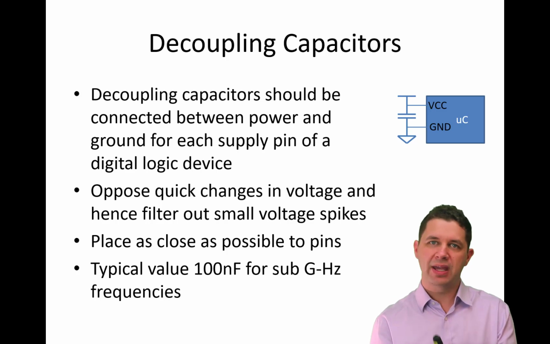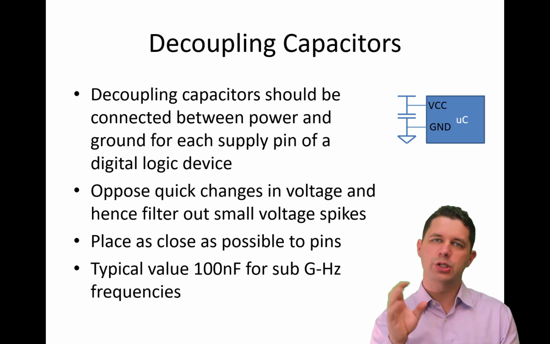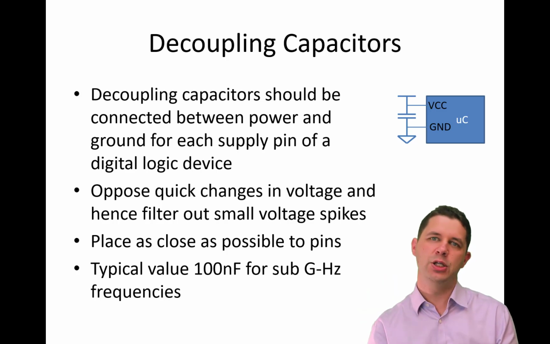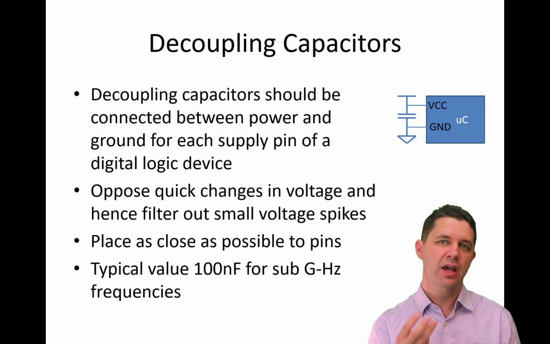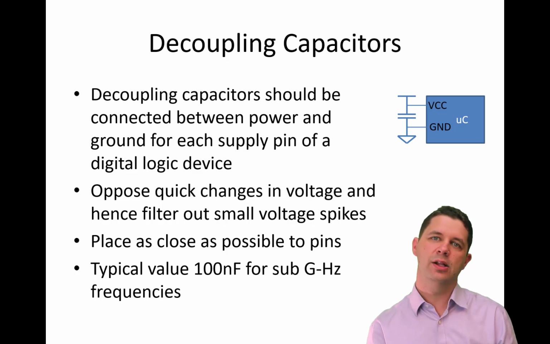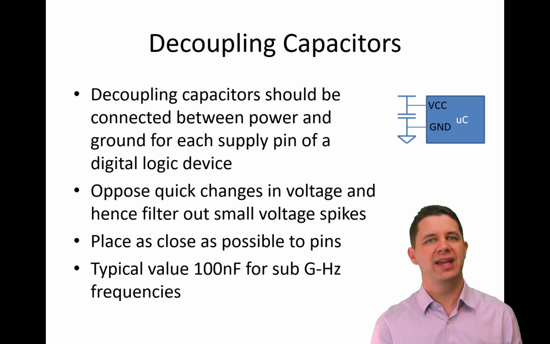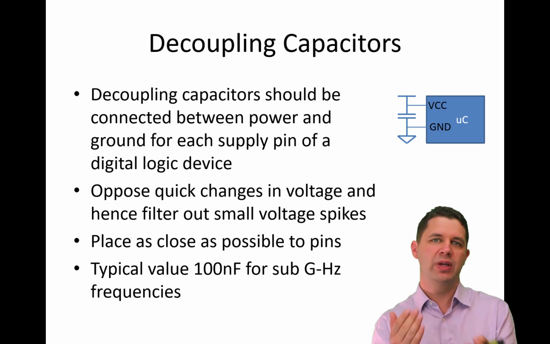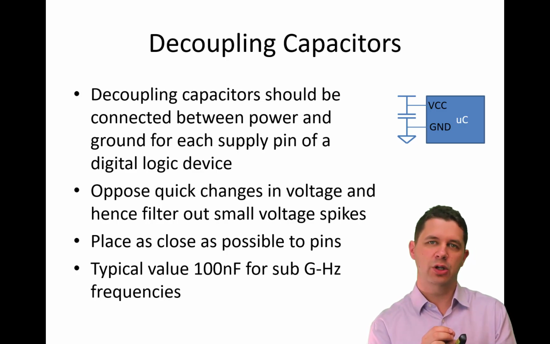And these are little ceramic capacitors, so 0805 or that sort of size. We put them next to each of these pins. So if our microcontroller has 3 VCC pins, we put 3 of these in nice and close and then directly to ground. Basically what these capacitors are doing is they're opposing the quick changes in voltage we get and filtering out those small voltage spikes that can occur.